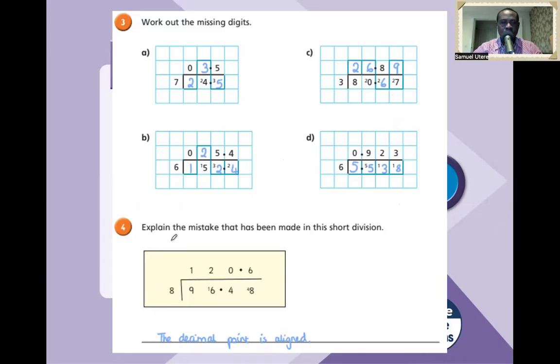Here, question 4, you were asked to explain the mistake that has been made in this short division. Okay, in the short division, the decimal point is not aligned. The decimal point should be aligned properly when you do your short division. Yeah, it's misaligned.